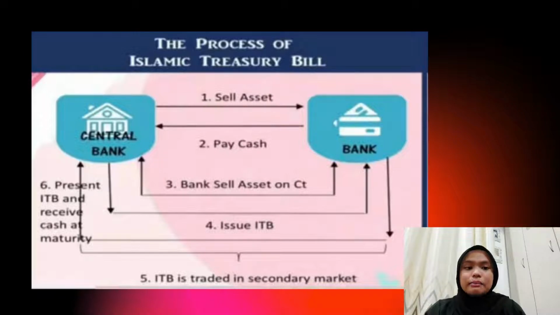If you look at the process above, the process involves sales and buyback transactions between the central bank and the bank, which also has the element of Bai Al-Innah. Firstly, the central bank sells to the bank an asset on deferred payment at the cost plus profit for the stipulated term. Then the bank sells the same asset to the central bank on cash basis at a price lower than the purchase price.